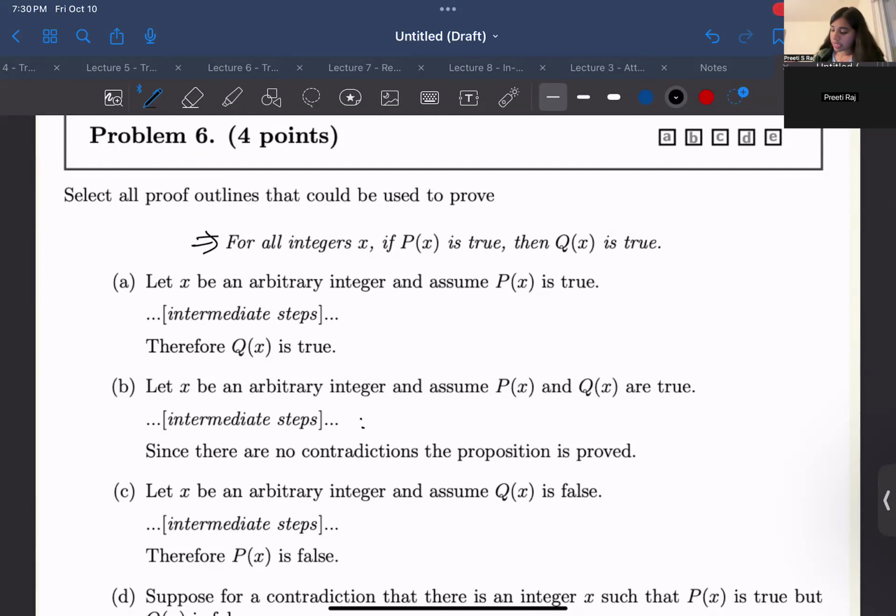Let x be an arbitrary integer. So this is good. We want x to be arbitrary because we want to prove that this is true for all integers, right? So we want to make sure that x is generalizable. And then we assume p of x is true, and after a couple of steps, we show that q of x is true. Okay, so this would be correct because this is essentially direct proof, which is a valid proof outline to prove any statement.